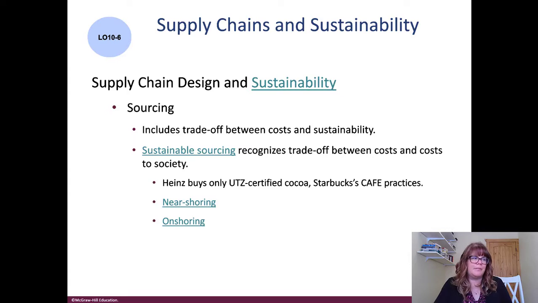Nearshoring involves sourcing materials and finished products from countries that are close to, but not in, an organization's own country. Organizations doing nearshoring select suppliers that are closer than previous suppliers. Onshoring involves sourcing material and finished products from suppliers in an organization's own country.